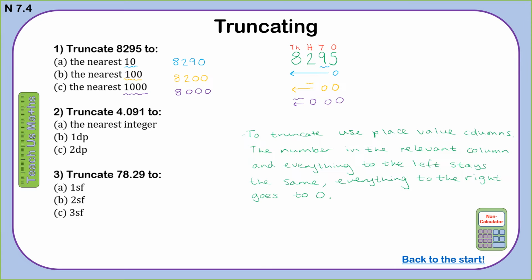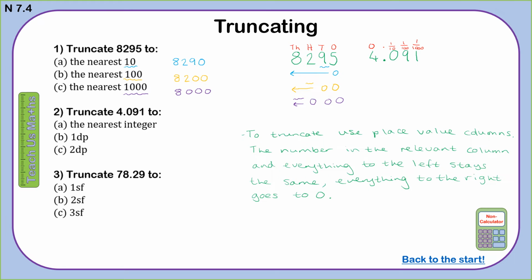Question 2. We need to truncate 4.091 to the nearest integer, to 1 decimal place and to 2 decimal places. Let's start by writing out our number in place value columns. 4.091. The 4 is in the ones column, the 0 in the tenths column, the 9 in the hundredths column, and the 1 in the thousandths column.